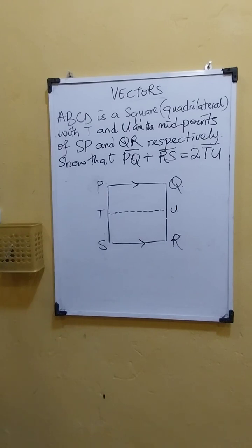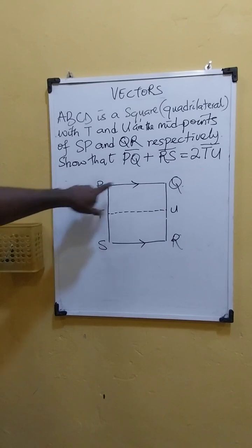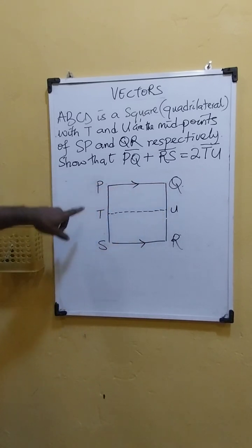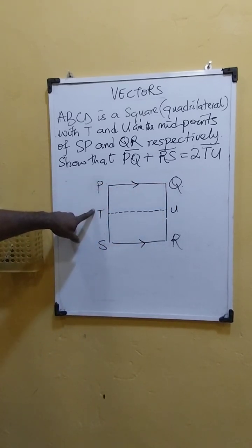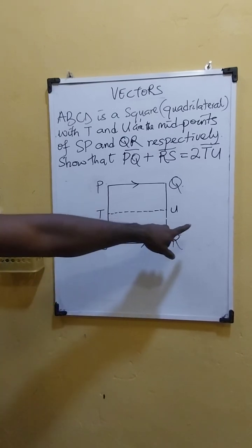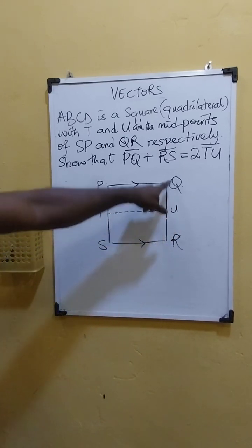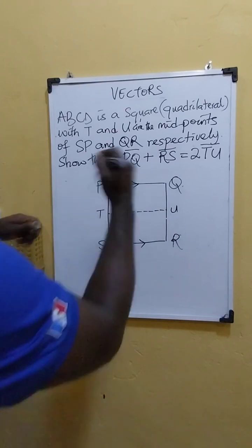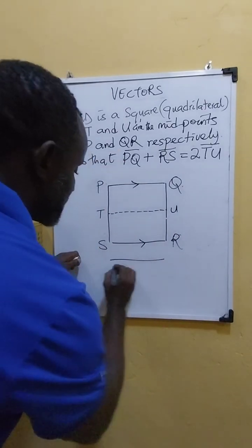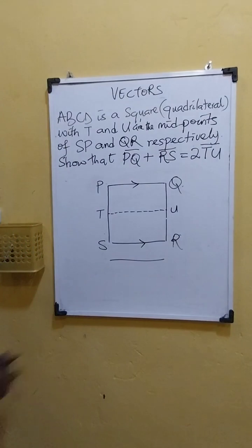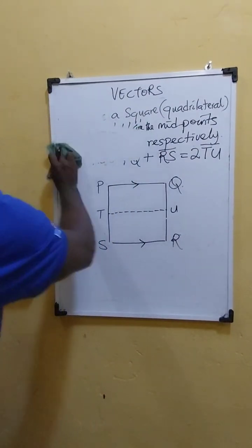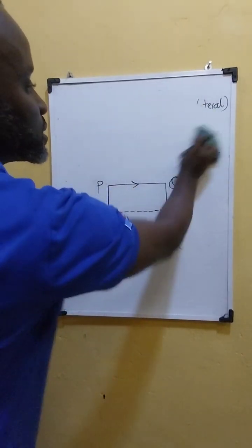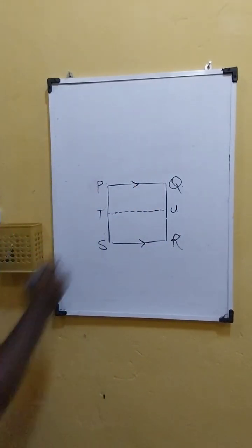So how do we separate that now? Let us first of all look at PQ, the first part of the vector. So we have PQ is equal to PT plus TU plus UQ, which is the first. So this is what we are going to do now. Let's separate it. Let me take out the question so that I write it up for everybody to see. So let's separate the diagram now.